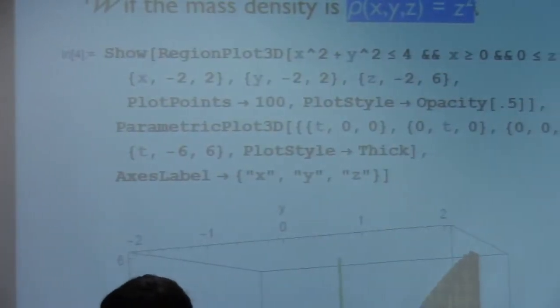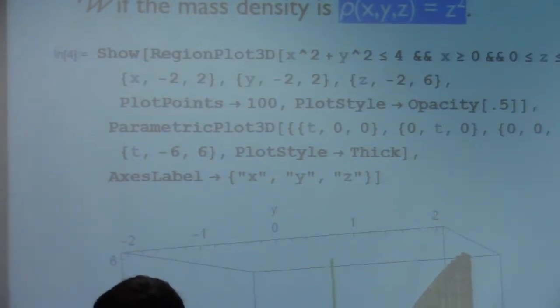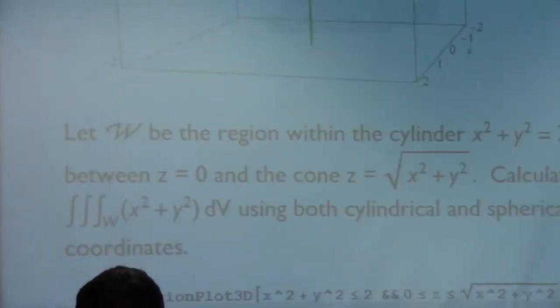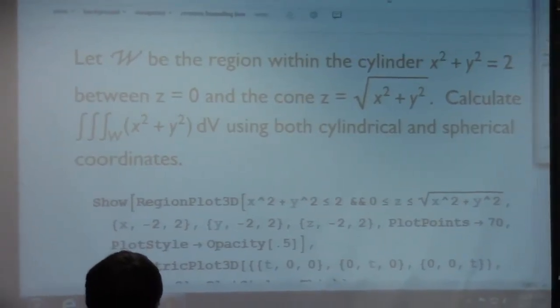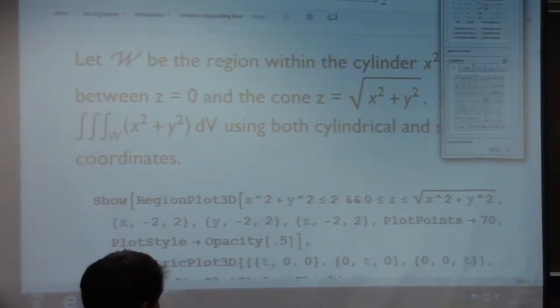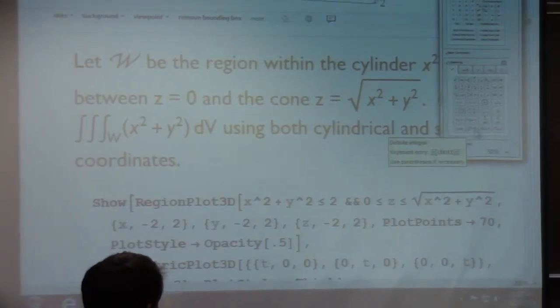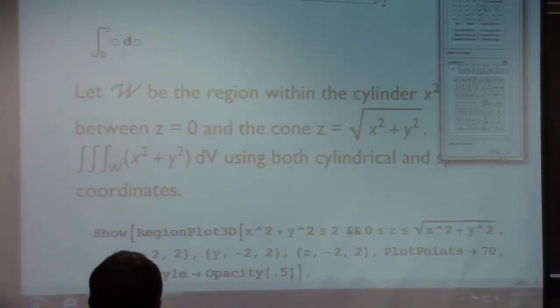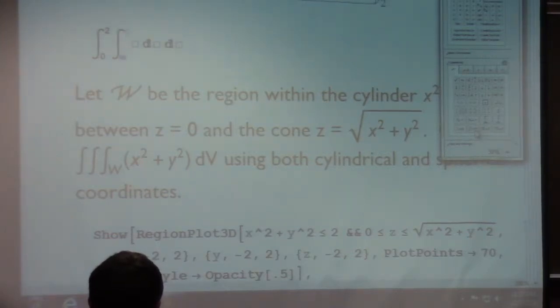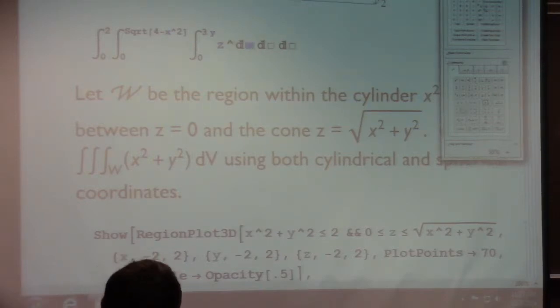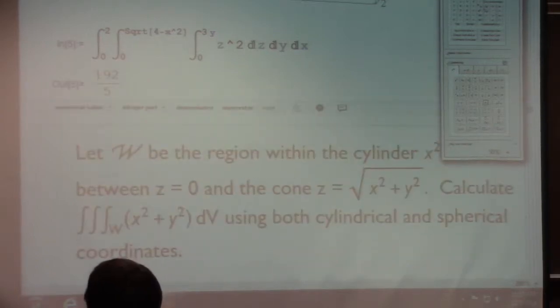Let's confirm it with Mathematica. And let's also in Mathematica do it in cylindrical coordinates. Confirm it that way too. So go down here, do the integral. First I'll just type the integral in, or use the palette to get the integral in as is in rectangular coordinates. Just confirm that I did that full calculation correctly. 0 to 2, 0 to square root of 4 minus x squared, 0 to 3y, z squared, dz, dy, dx, 192 over 5, yep.